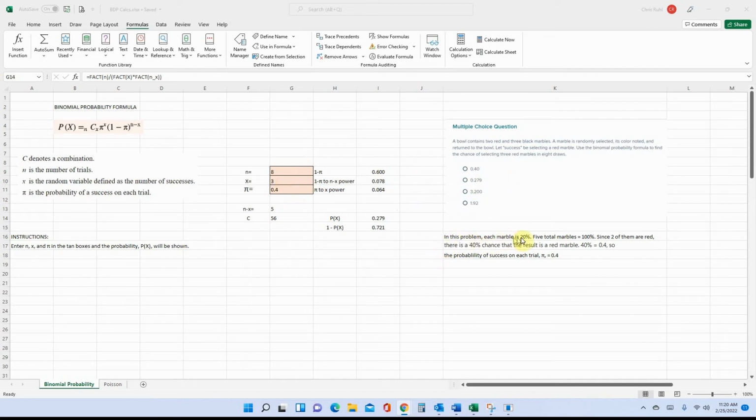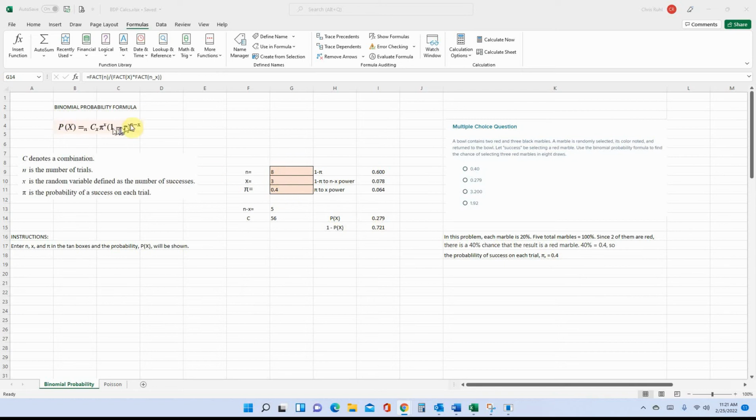In this problem, each marble is 20% because you have 5 marbles that are equal. They total 100%. 100 divided by 5 is 20. Since 2 of them are red, 20 plus 20, there's a 40% chance the result will be a red marble. 40% is the same as 0.4, so the probability of success on each trial, pi, is 0.4. That's where that came from. So you put these in.